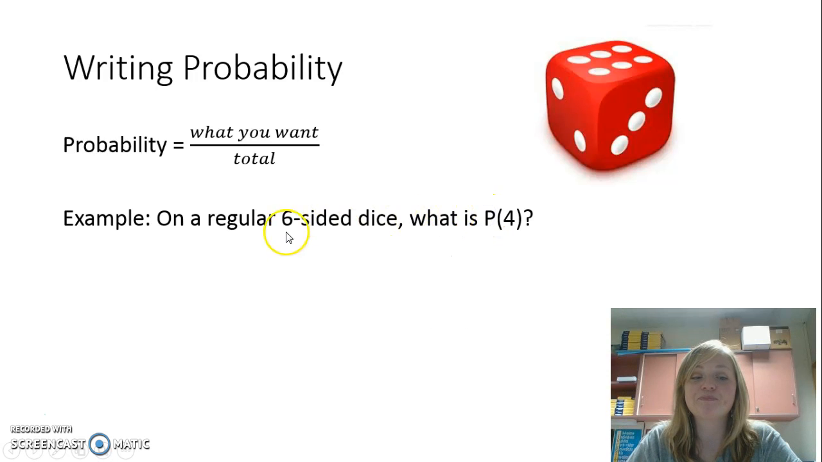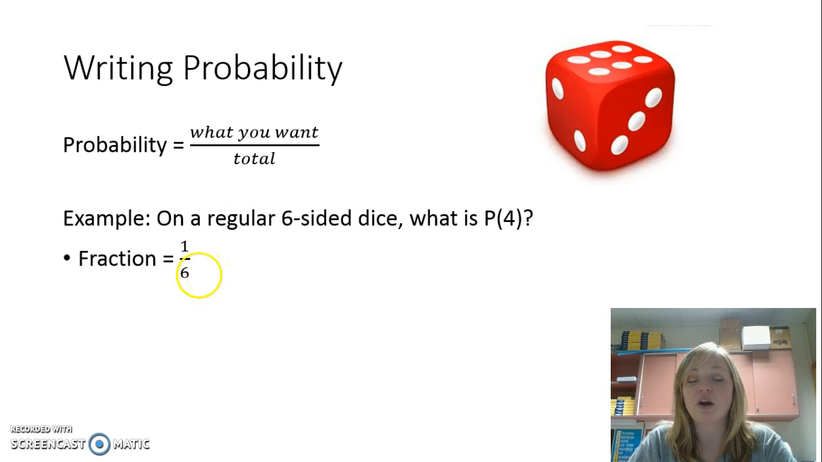So here's an example. On a regular 6-sided dice, what is the probability of rolling a 4? And remember that this is the notation for probability. So the P stands for probability, and then whatever's in parentheses is the outcome that you're looking for. So the probability of rolling a 4. So on a regular 6-sided dice, remember that only one side has a 4 on it. That's what we want to have happen. We want it to land on that one side. And then the total number of outcomes is 6 because there's 6 sides total. So as a fraction, that would be 1/6.